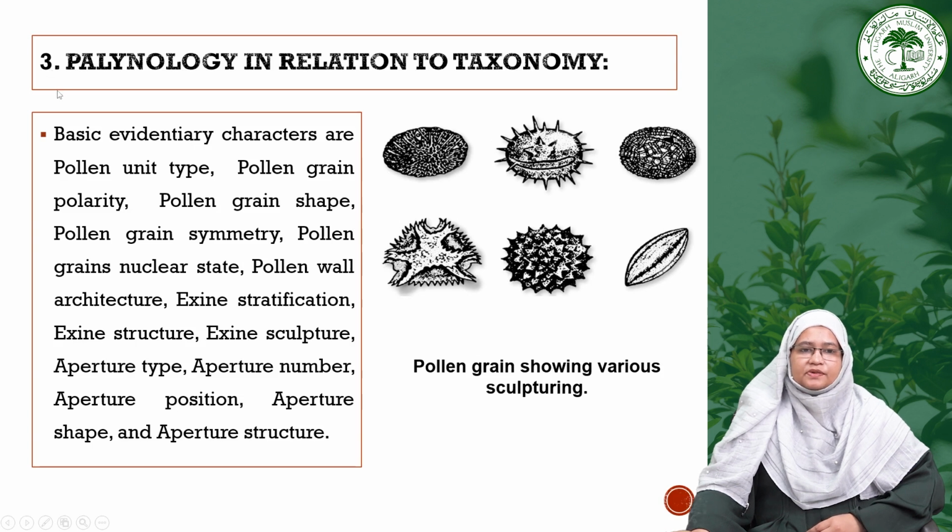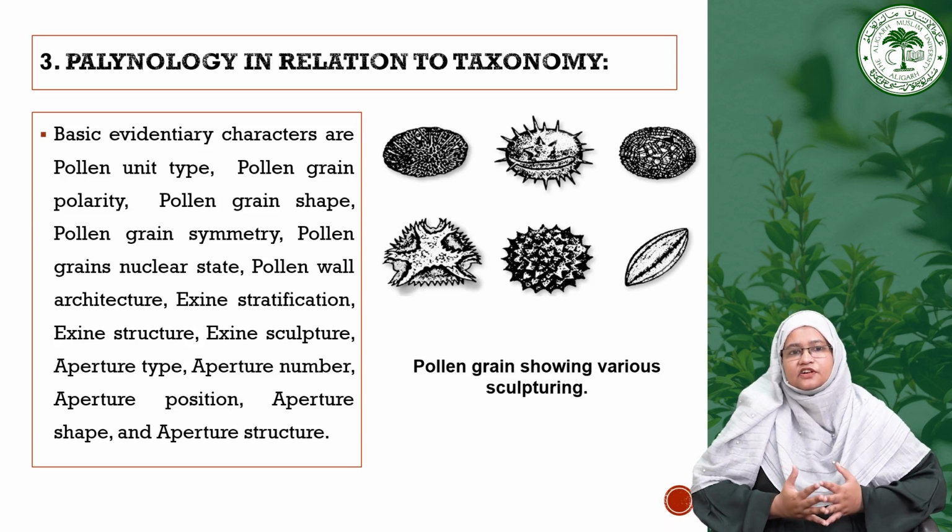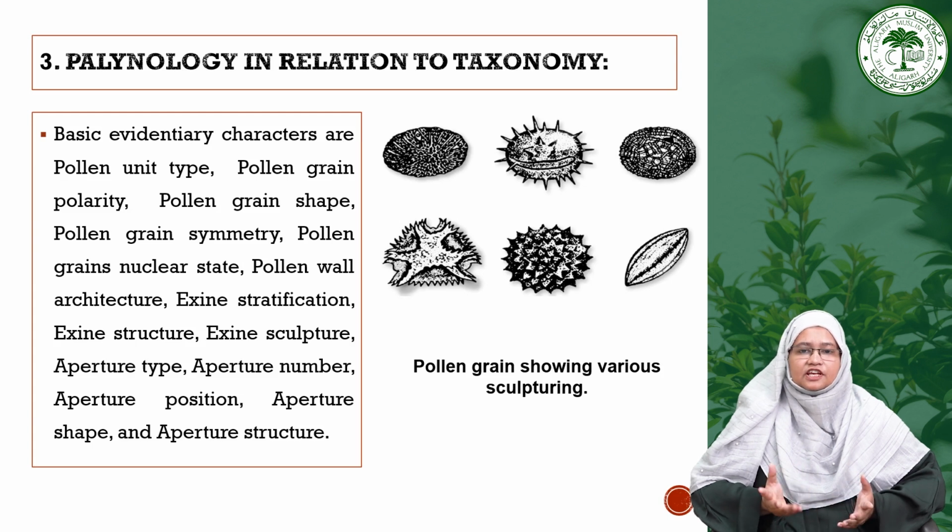The basic evidence characters are pollen unit type, pollen grain polarity, shape, symmetry, nuclear state, pollen wall architecture, exine stratification, exine structure and exine sculpture, as you can see in this image. Then aperture type, number of apertures, aperture position, aperture shape and aperture structure. These are the different characteristics used in palynology as evidence in taxonomy.